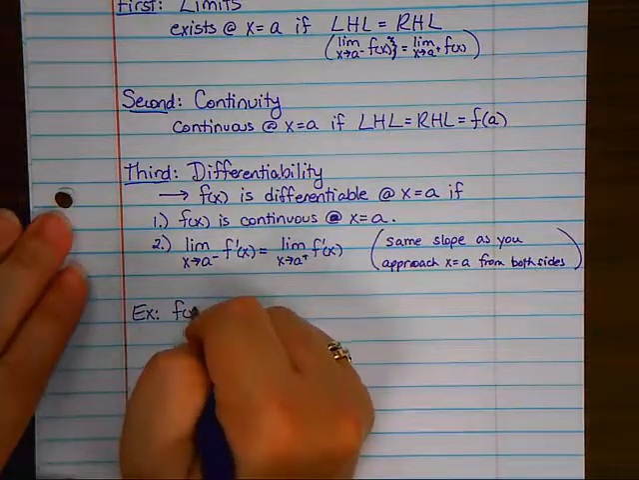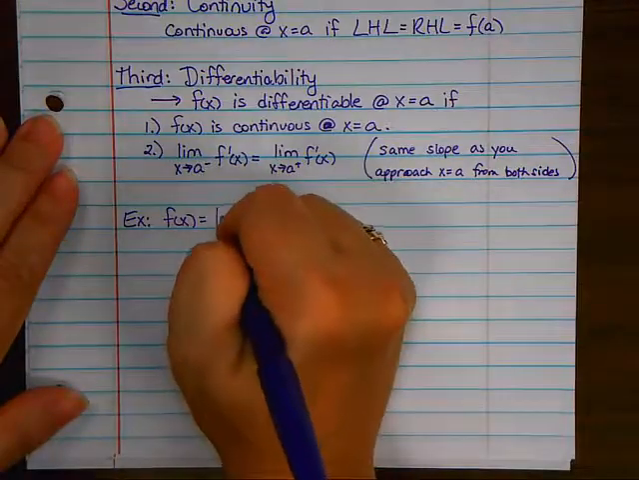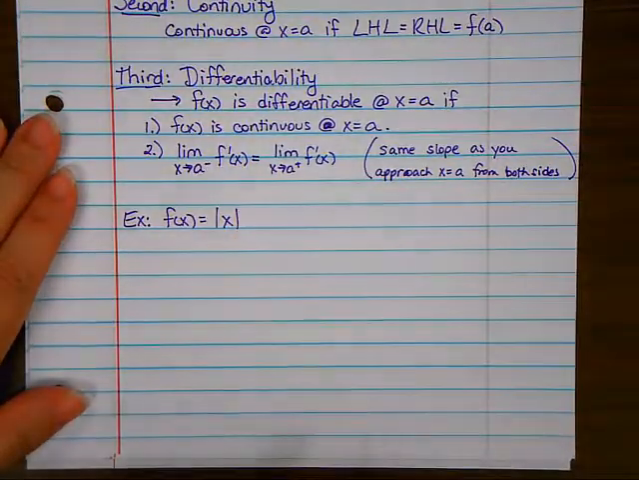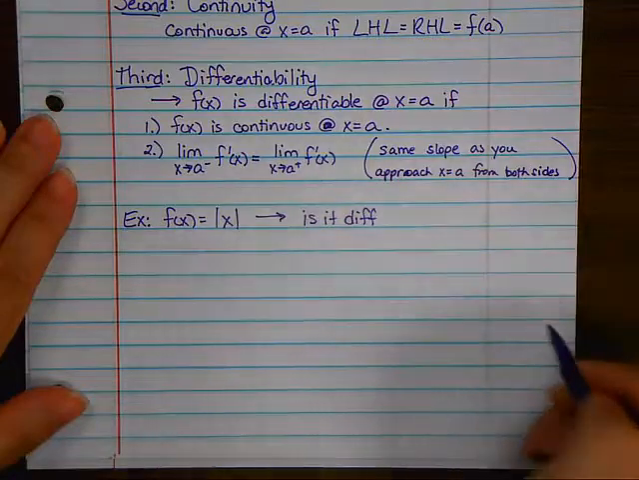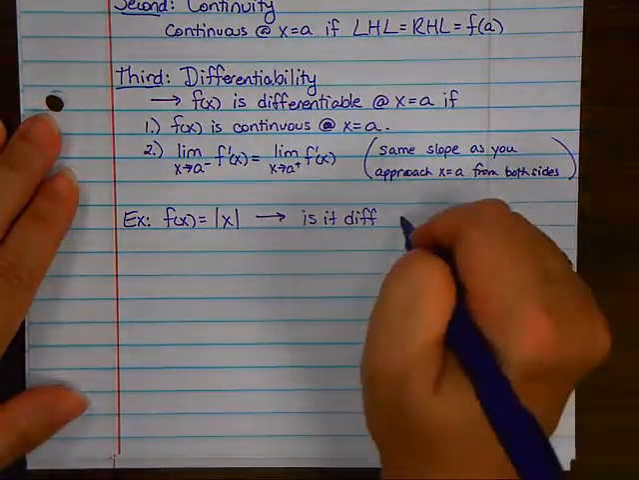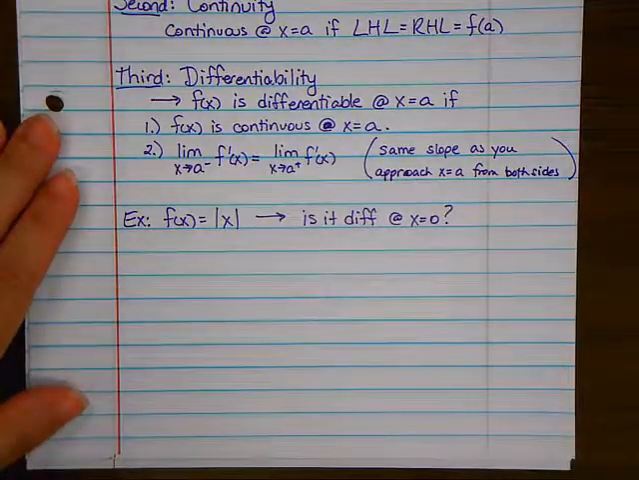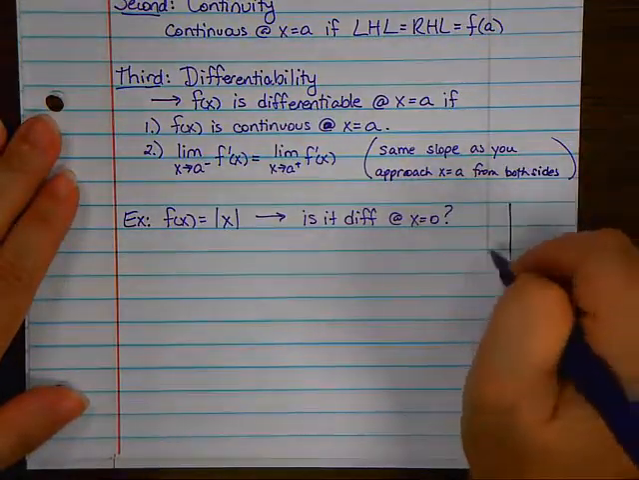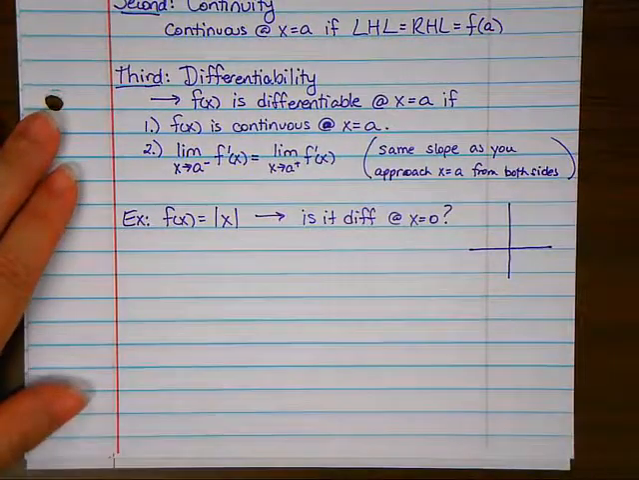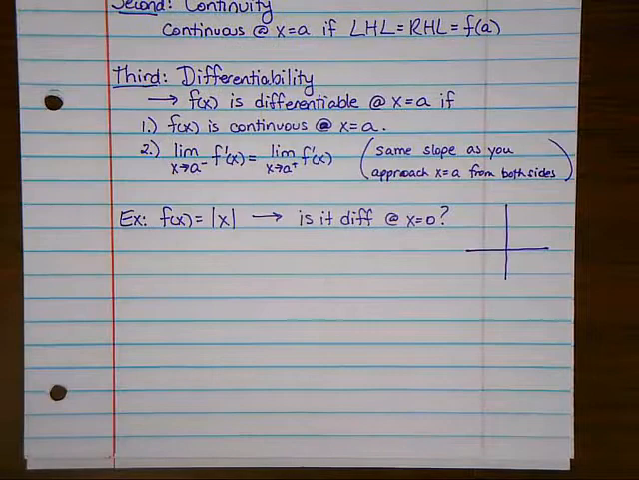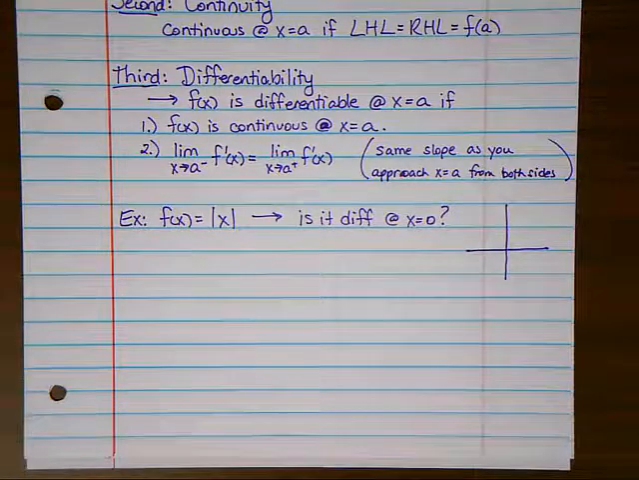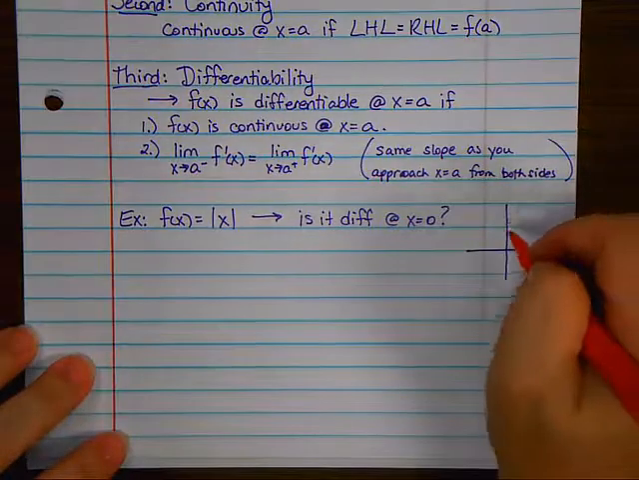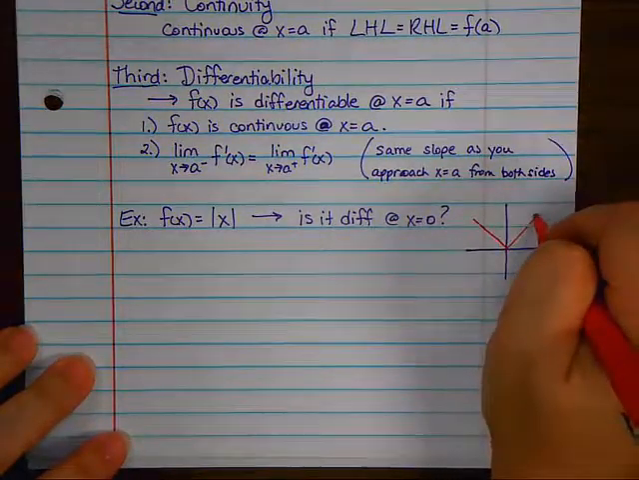And it's going to be a very simple parent function that you have seen before. And that parent function is absolute value. The question for this problem, is it differentiable? DIFF is the accepted abbreviation for differentiable at x equals 0. So, since we're going to look at this from a graphic perspective also, let's go ahead and graph this thing. Do you remember what absolute value looks like? It's a V with its vertex where? At the origin. So, please draw that in.